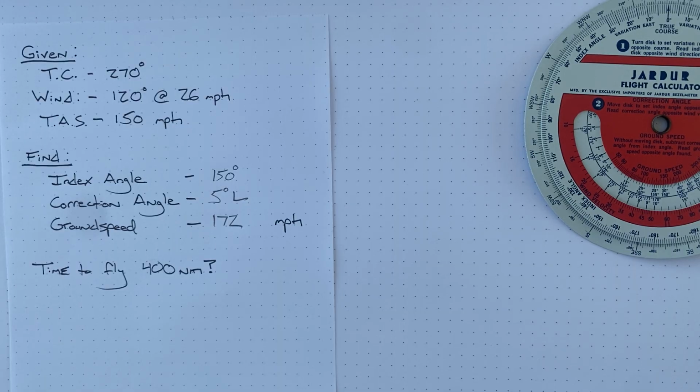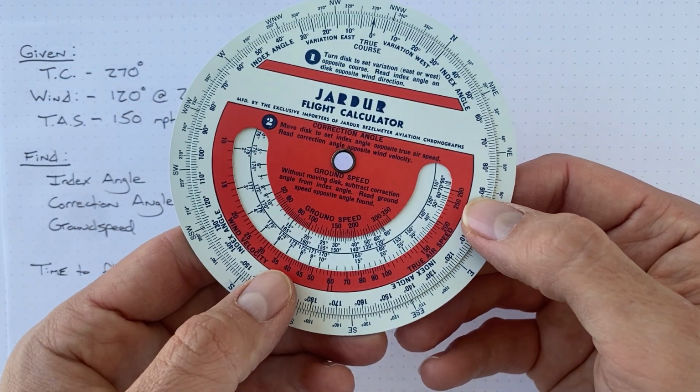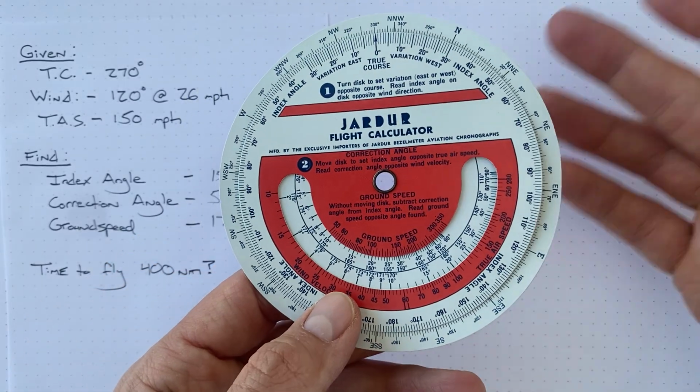Okay, so there are a few limitations here. One is that we can only use true airspeeds up to 280 miles per hour or units.